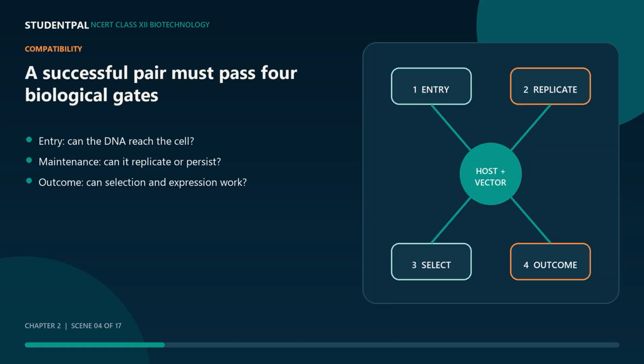Does the selectable marker function under the chosen conditions, allowing vector-containing cells to be enriched? Gate 4 is outcome. If expression is required, can the host recognize the promoter, translate the message, and process the product correctly? Passing one gate does not guarantee the next. Antibiotic-resistant colonies show that selection worked, but do not prove the insert, its orientation, or a functional protein. A full explanation therefore connects vector feature, host function, observed result, and validation test.